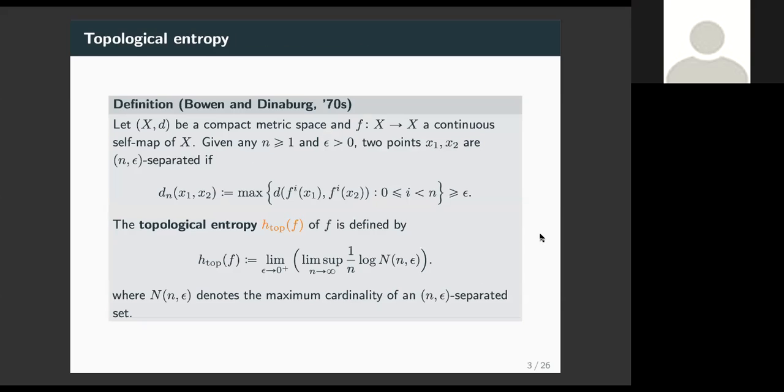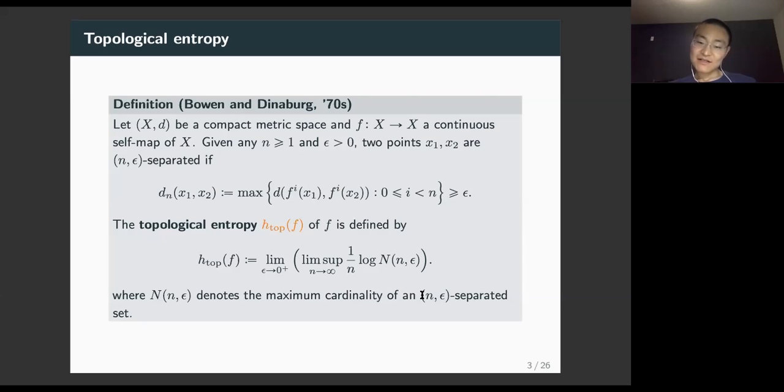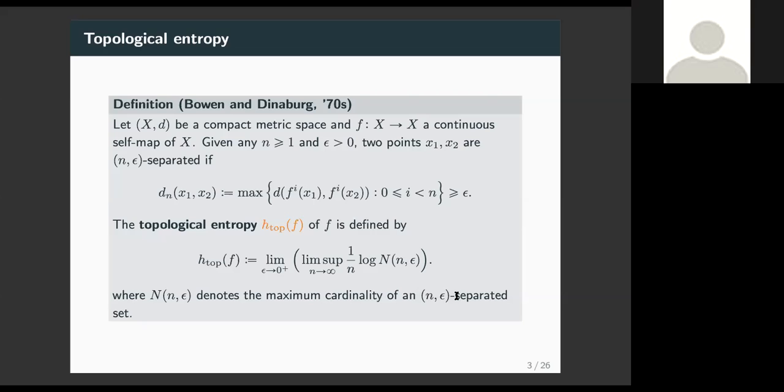So here the capital N denotes the maximum cardinality of an n-dimensional epsilon-separated set. Why do you take the maximum cardinality? So this is the definition, right? Yes, this is the definition. Why do you take the maximum epsilon-separated set, instead of choosing one epsilon-separated set? Maximum, because for fixed n and epsilon... Right, okay, I understand.